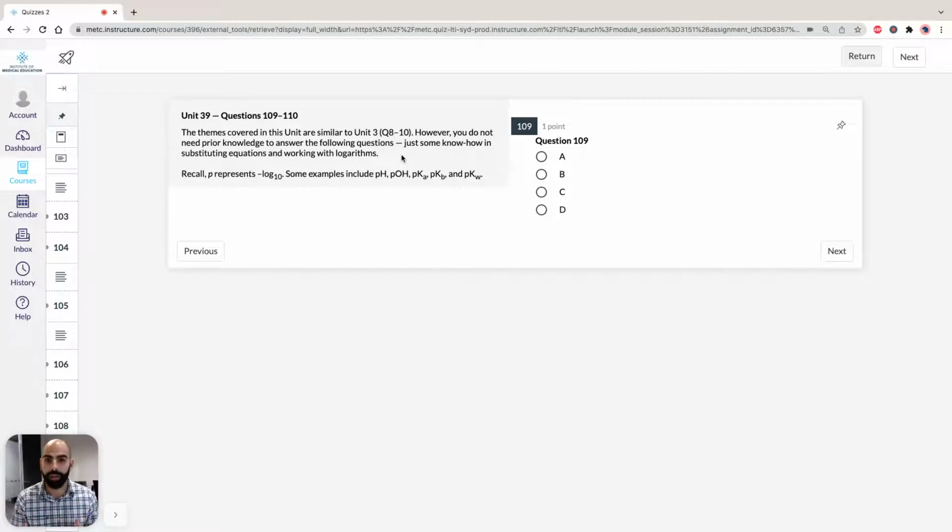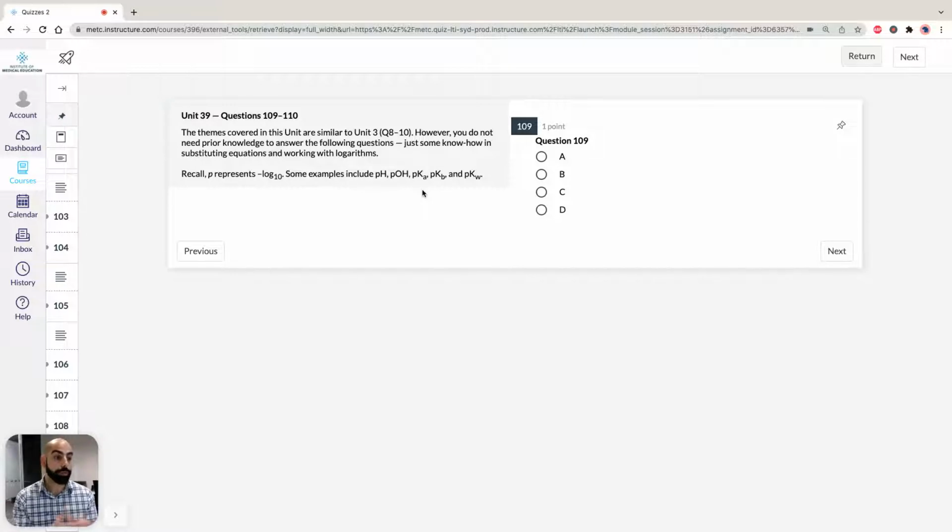And it would help if you understand as well that P represents negative log 10, and you've probably seen that with examples such as pH, pOH, pKa, pKb, and pKw. So just quickly, they do give us the equilibrium constants: the acid dissociation constant Ka, Kb, the equilibrium constant for a base, and Kw, which is the self-ionization of water, and they do give you their formulae.